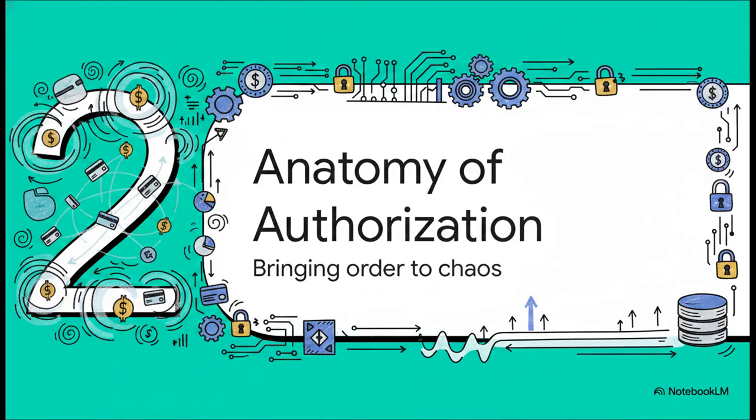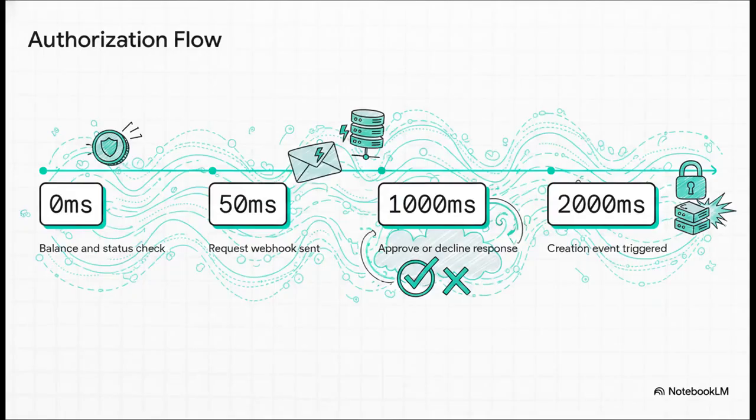Moving to Section 2, Anatomy of an Authorization. Let's look at how we actually bring some order to all this chaos. To prevent these anomalies from just destroying our database, Stripe relies on a meticulously documented, event-driven architecture. Every single card swipe kicks off a really strict chronological flow. Right at 0 milliseconds, Stripe automatically checks the balance and spending controls. By 50 milliseconds, it fires off an issuing authorization request event straight to your server. Your system runs its custom logic, sends a response back, and finally, right at the 2000 millisecond mark, Stripe finalizes the decision and fires a created webhook, locking in that state.